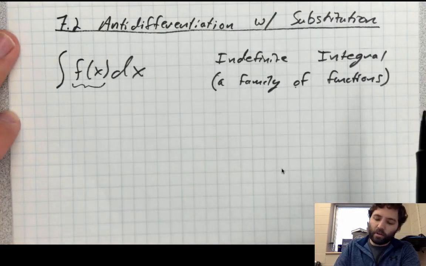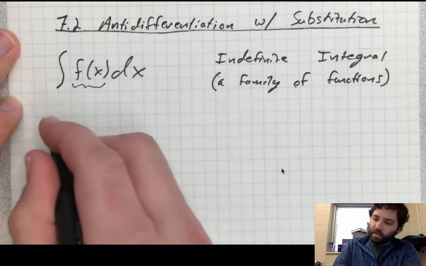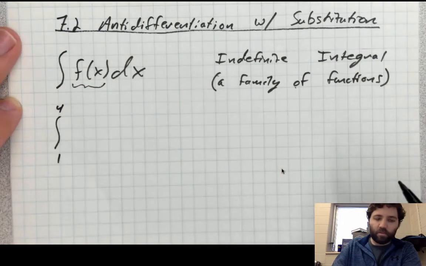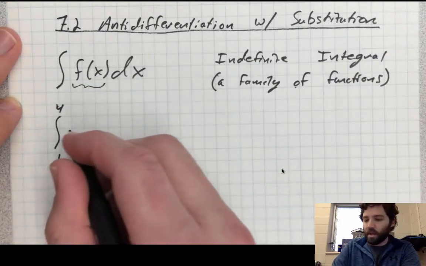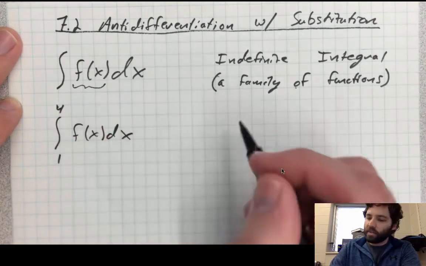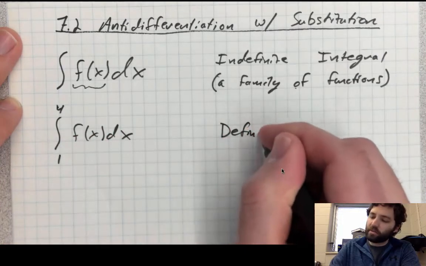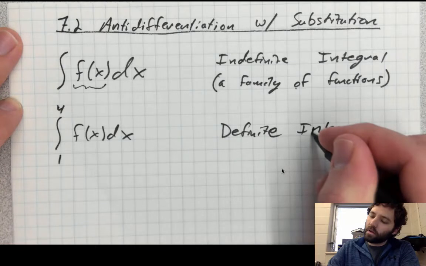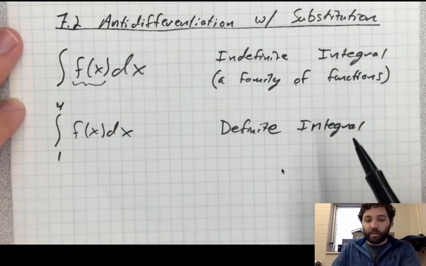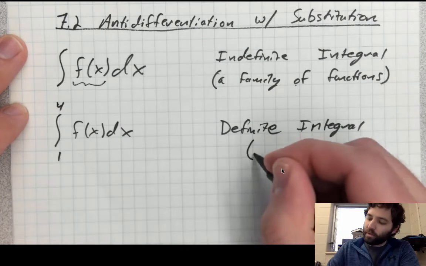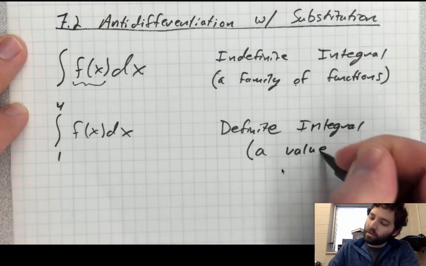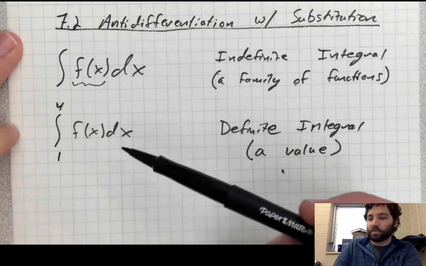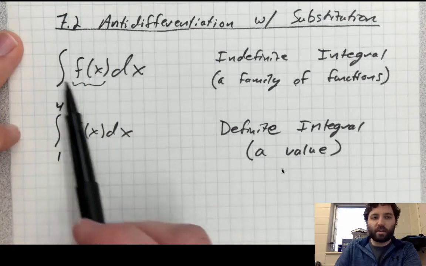That is in contrast to a definite integral, which would be something like this, the integral from 1 to 4, let's say, or from a to b, of f of x dx. This is called a definite integral. A definite integral is an area, right? So this outputs a value. These look very similar, but they mean very different things. This is an area under a curve. This is a family of functions.